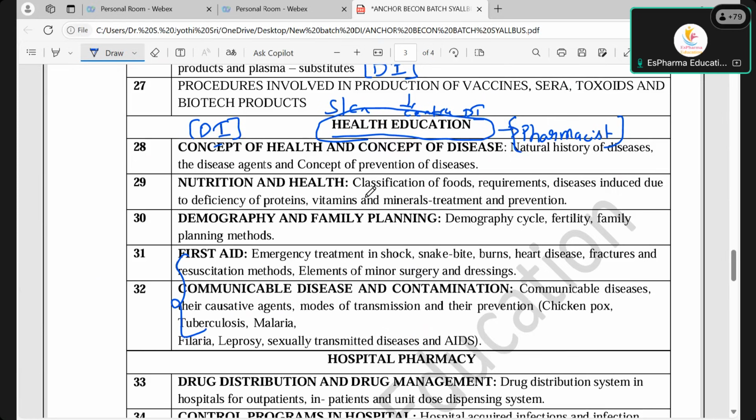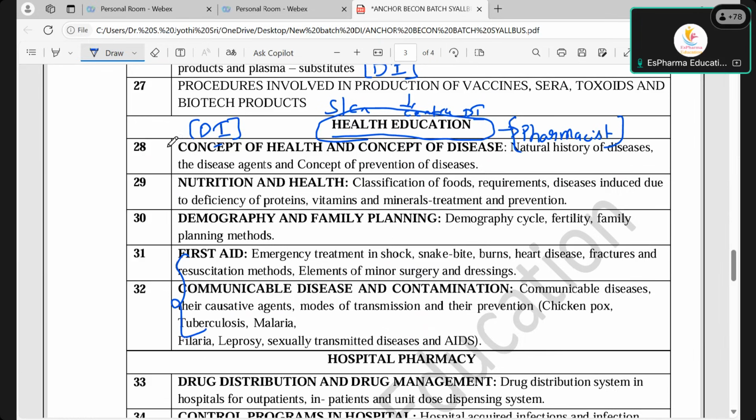Pharmacists work with some diseases, concepts, nutrition, demography. They go out to rural areas and teach about this demography. But drug inspectors don't do this, right? So in a drug inspector syllabus copy we will not be having this demography, right?